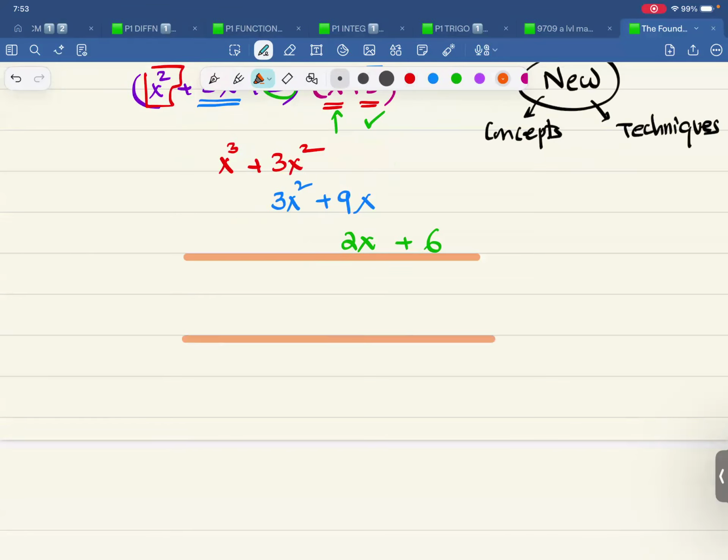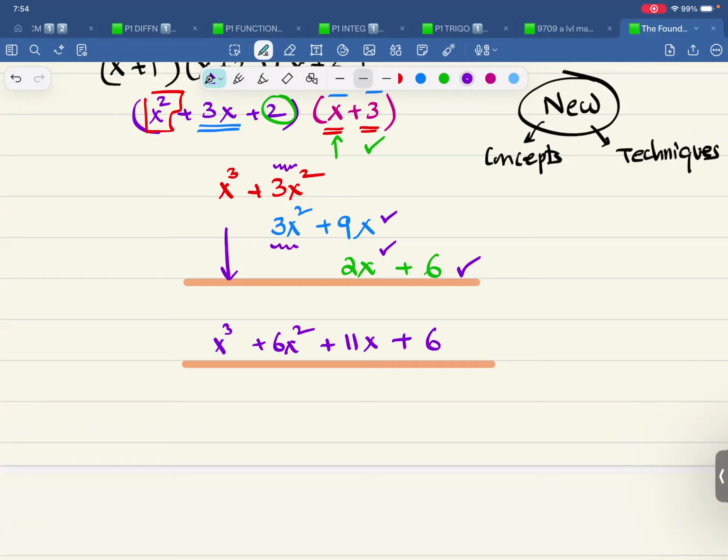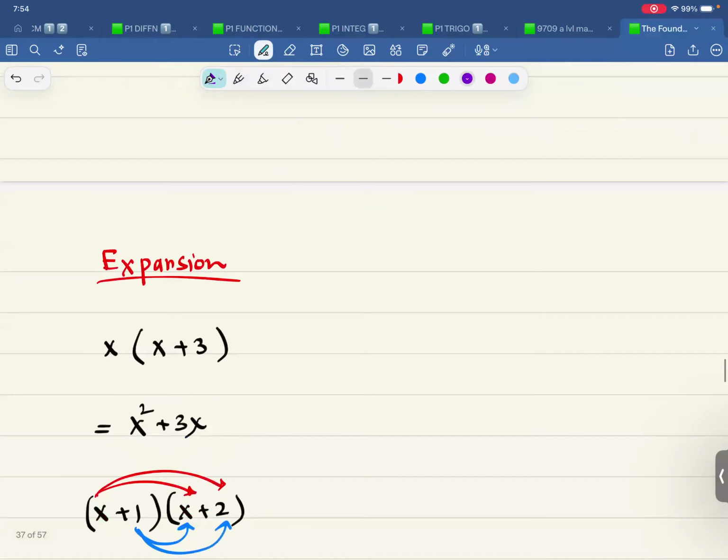So now let me focus on this. There is one x cubed term, so that is x cubed that goes all the way down. This is x cubed. This is 3x squared. This is 3x squared. That is 6x squared. This is 9 plus 2, that is 11, and this is the x term. And then there is one constant term, which is 6. So now what you are getting is a cubic expression.